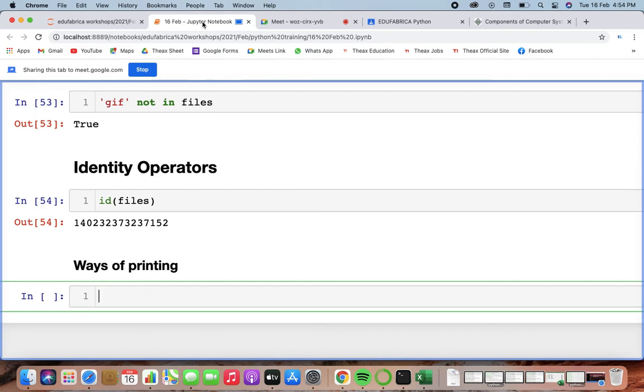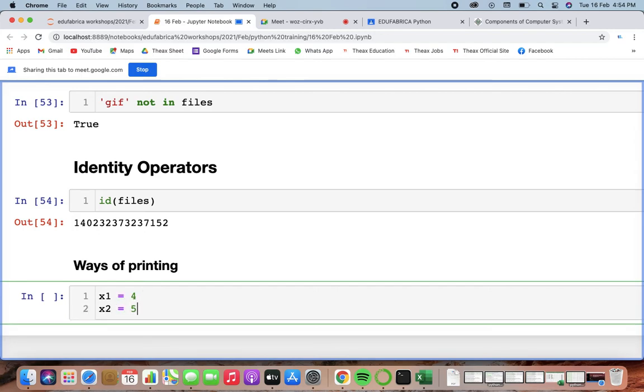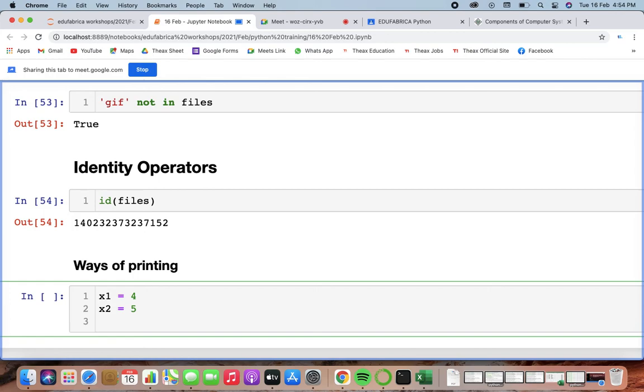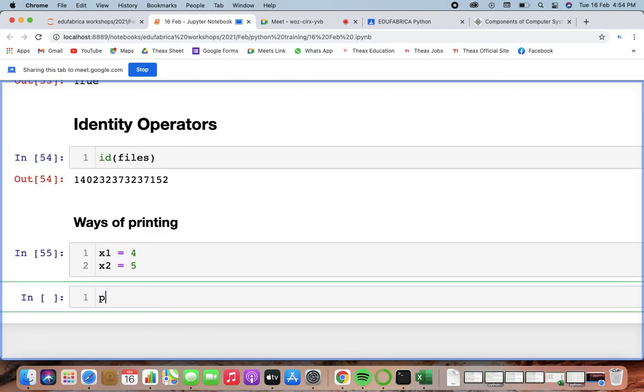So let's say the values of x1 and x2 are: x1 equals 4, x2 equals 5. I want to print them in several ways. How can I? x1 is equal to this and x2 is equal to this. And that should be inside a string, guys, okay? Always inside strings. So x1 is equal to this, x2 is equal to this.